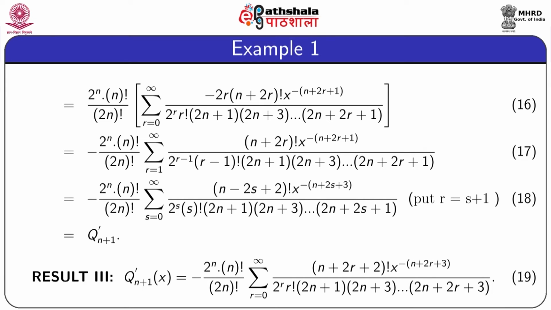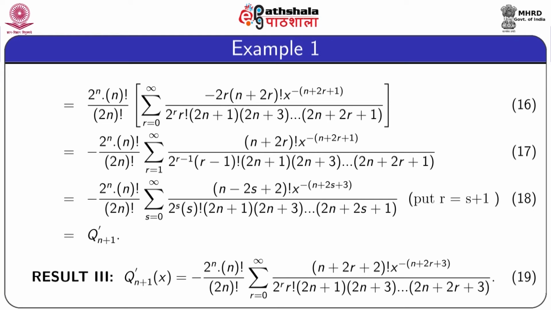Please note, in equation 16 this 2 and this 2 to the power r and this r factorial cancel to give you 2 to the power r minus 1 and r minus 1 factorial, and that is why the summation starts from r equal to 1 to infinity.